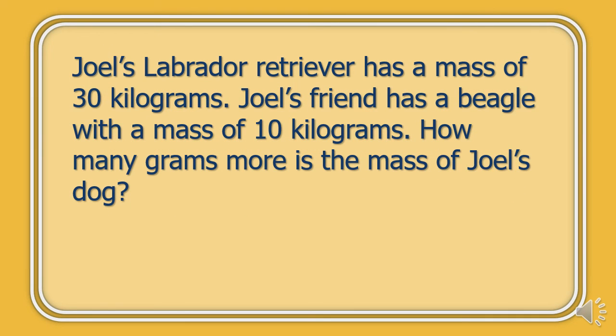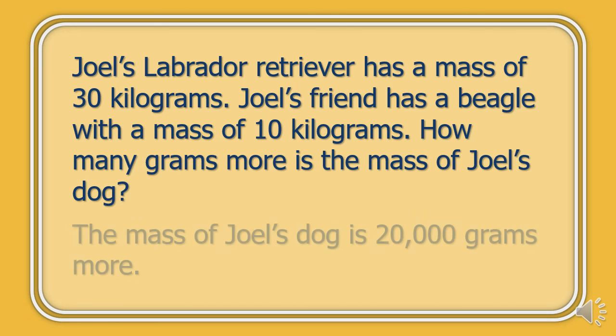Joel's Labrador Retriever has a mass of 30 kilograms. Joel's friend has a beagle with a mass of 10 kilograms. How many grams more is the mass of Joel's dog? Well, we're comparing two things, and when we compare, we always subtract. So 30 minus 10 is equal to 20. So the mass of Joel's dog is... Oh, they tricked us, didn't they? Look at that. 20,000 grams more.